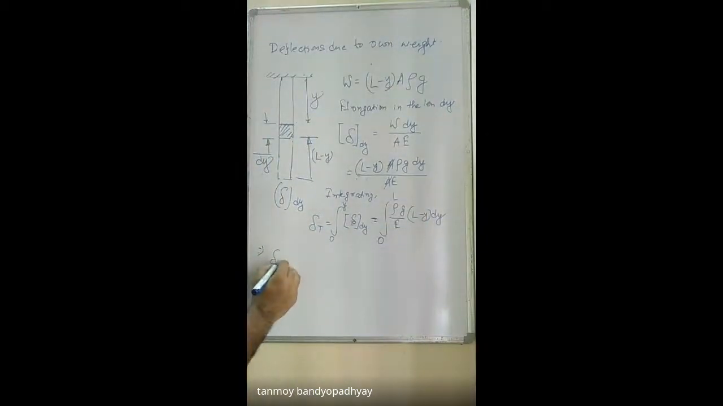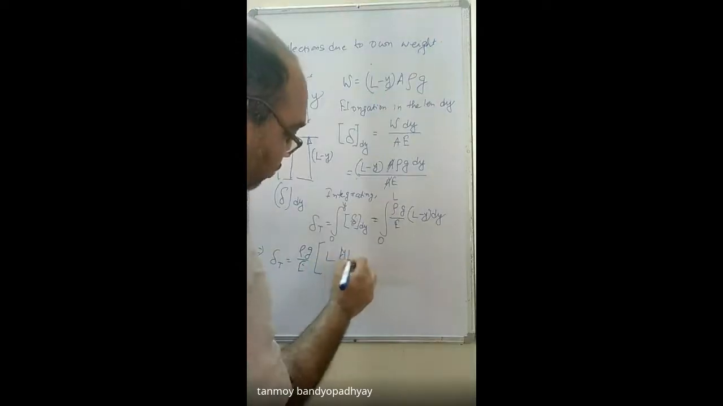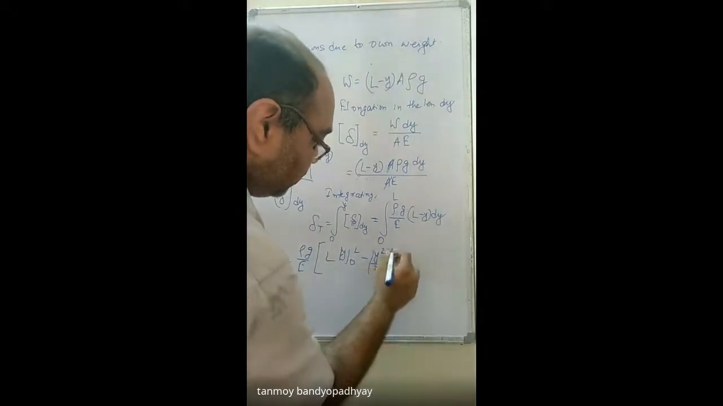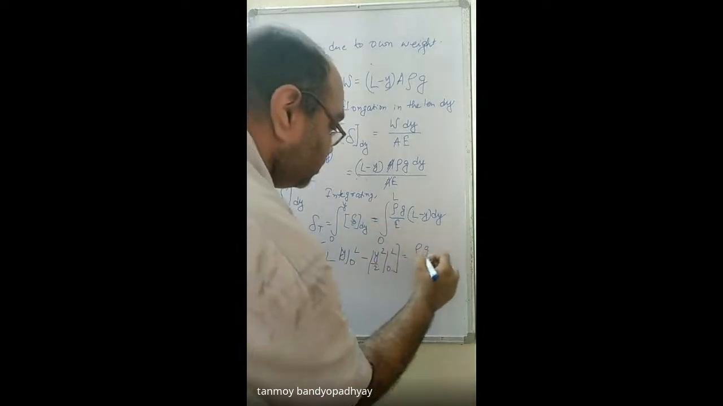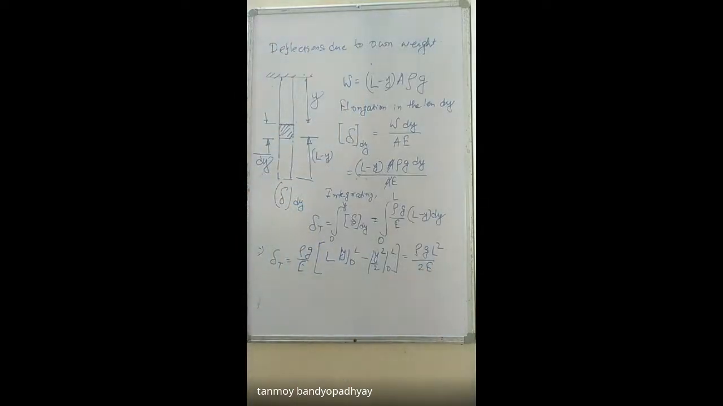Now you calculate delta total. Just do the integration yourselves and see what you are getting. Let me see if I can do it also. The integral from 0 to L of (L minus y) dy, so this is y square by 2, 0 to L. Just calculate the value. You should be getting rho g L square divided by 2E. So this is the expression. This is the elongation of the bar, or the cable, sorry, due to its own weight.